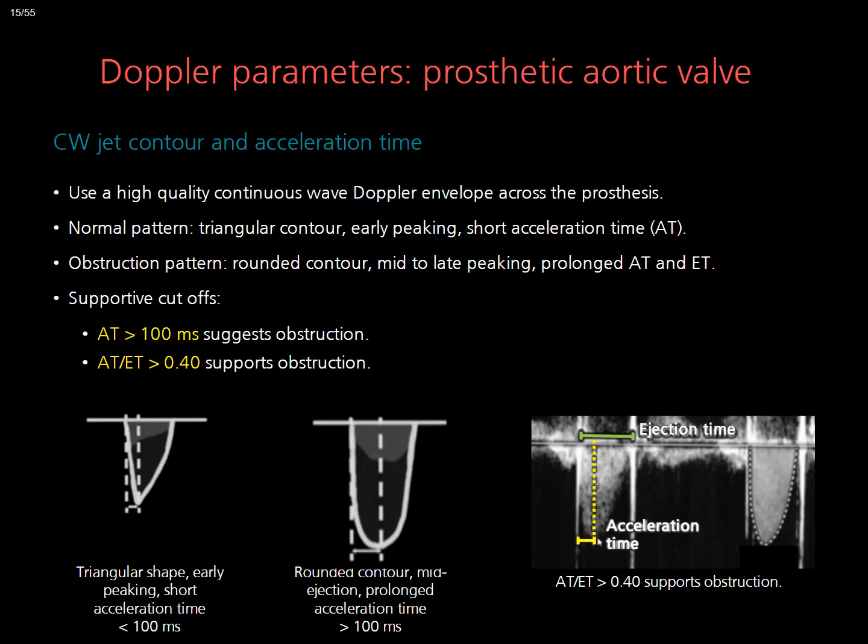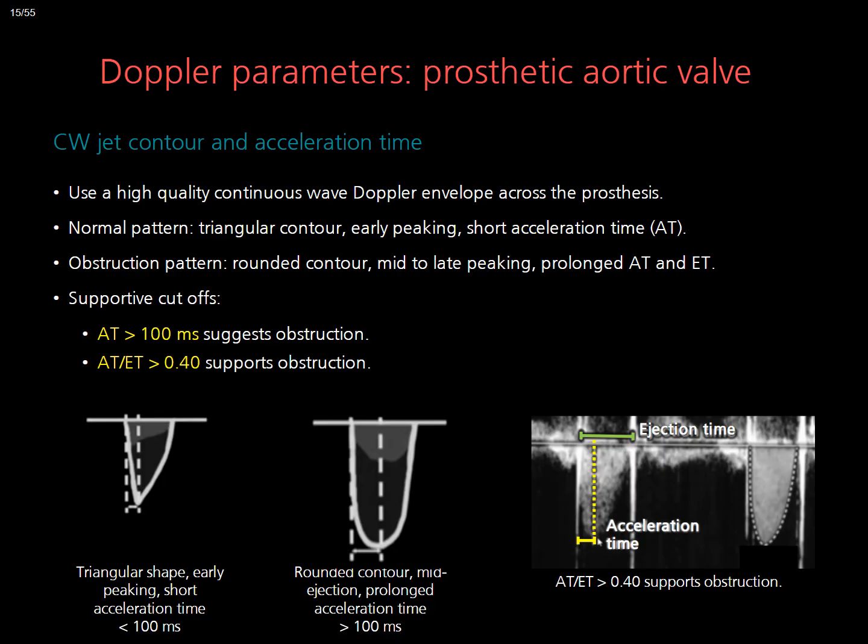When gradients are raised, the CW Doppler shape gives you extra information beyond the numbers. A normally functioning prosthesis usually has a triangular, early peaking envelope and a short acceleration time. With obstruction, the contour becomes rounded and the peak shifts later in systole.